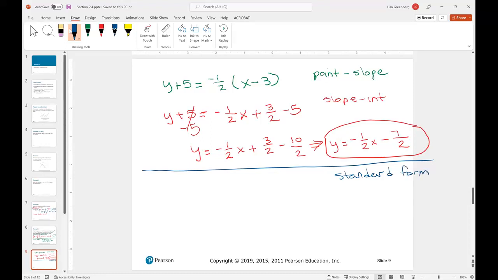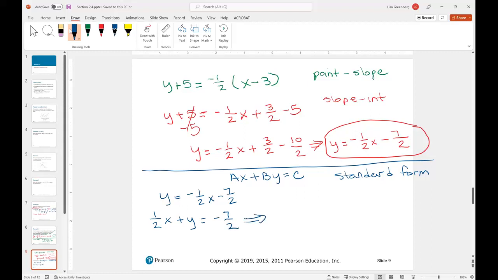Now remember, standard form only had integers, and we have a lot of fractions here. So the first thing I'm going to do is get all my x's and y's on the same side, because standard form, remember, is ax plus by equals c. So I'll just do it out. I start with this, and I'm going to add this 1/2 x to both sides. So I have 1/2 x plus y is equal to -7/2.